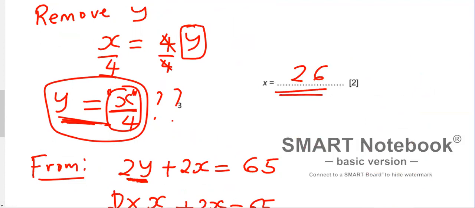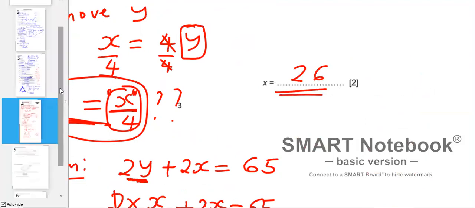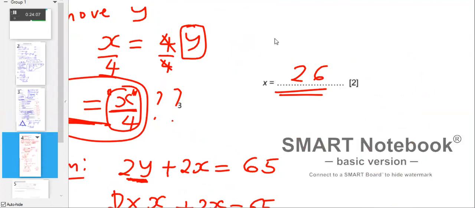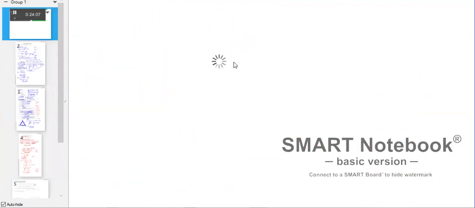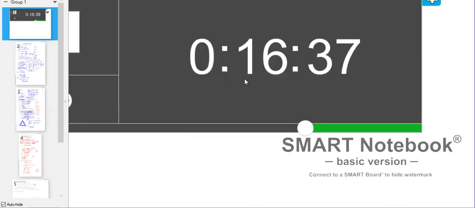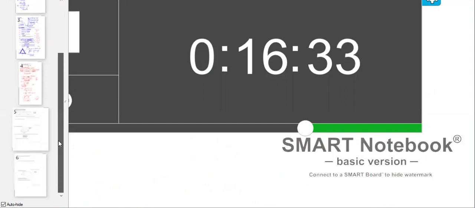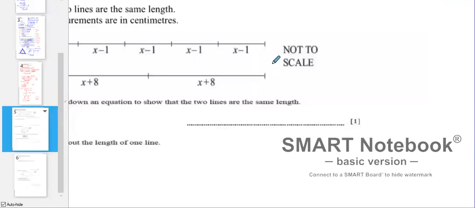Let me go to the timer and see how much time is left. To complete 1 hour, I'm left with 16 minutes. So 16 minutes can do a few questions. Let me keep going.